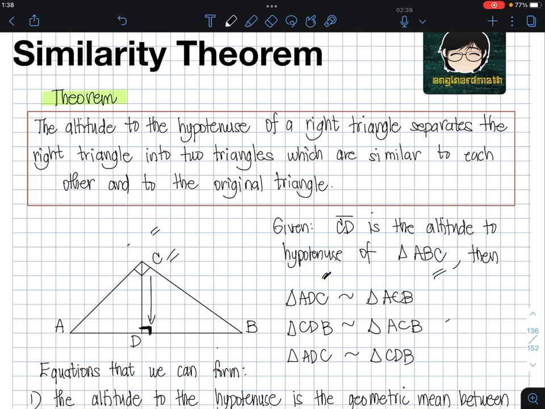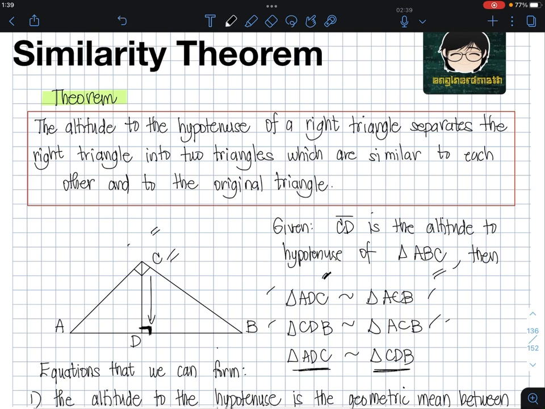Okay? And lastly, yung dalawang triangle natin na ADC tsaka CDB, so dahil pareho silang similar dito sa original triangle ACB, dapat similar din sila sa isa't isa. So triangle ADC is similar to triangle CDB.